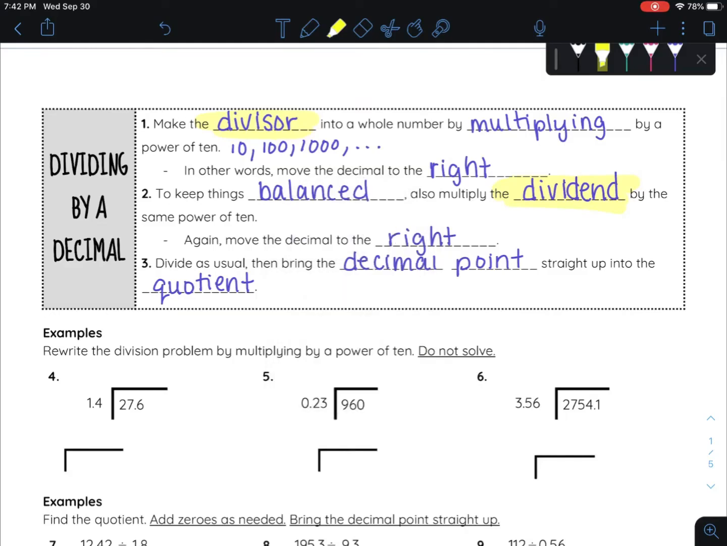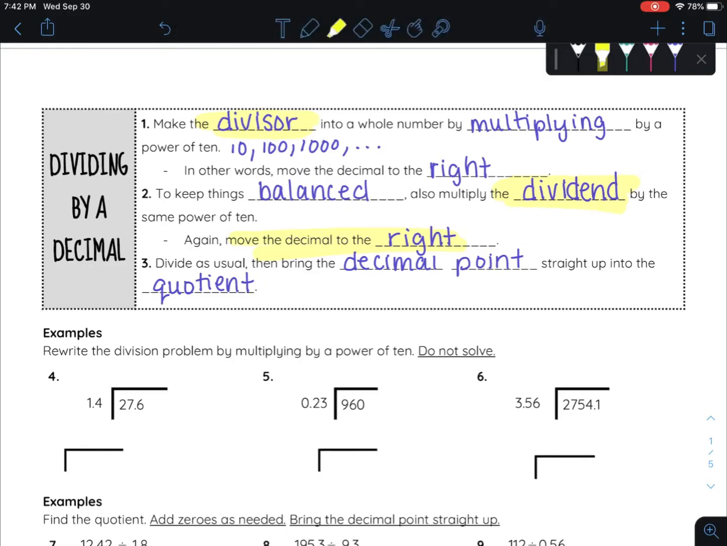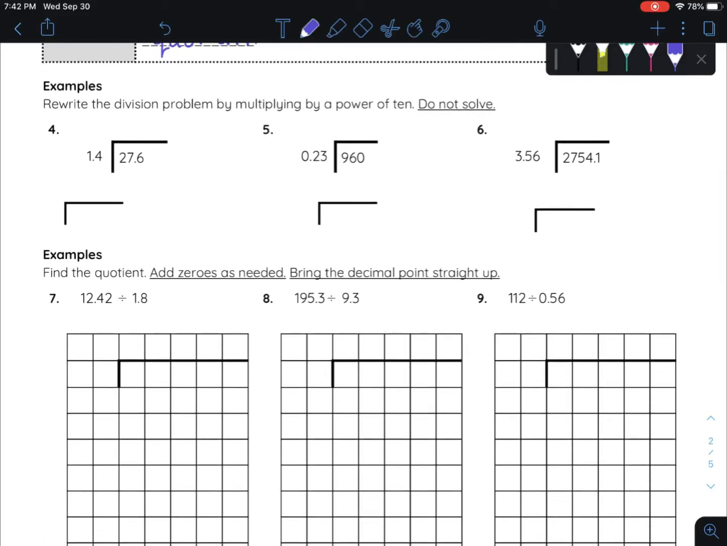So move that decimal to the right in the dividend, the same number of places that you moved it for the divisor, okay? And then in the end, same as before, bring the decimal point straight up into the quotient. All right, so here's an example of rewriting the division problem.